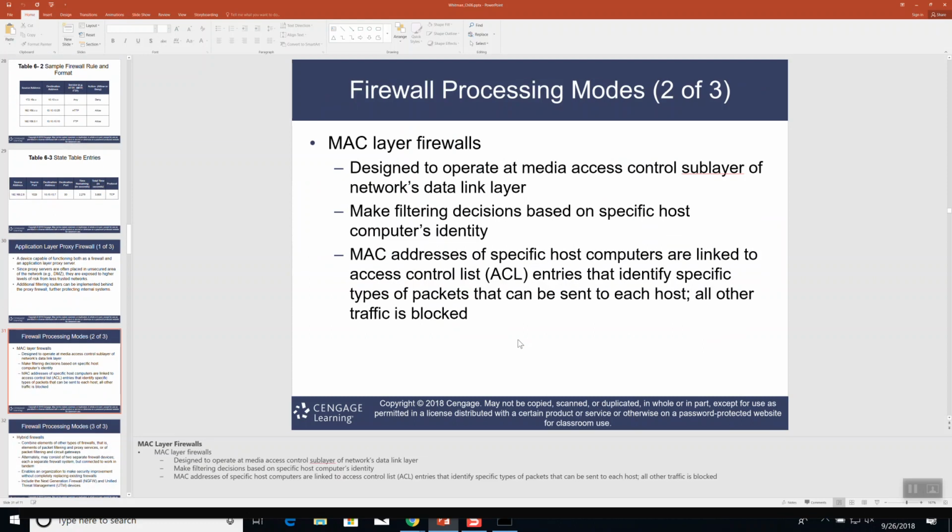Additional filtering routers can be implemented behind the proxy firewall, further protecting internal systems. Some places will have an external and an internal, so it'll be a dual protection. So if it gets through one, it won't get through the other.